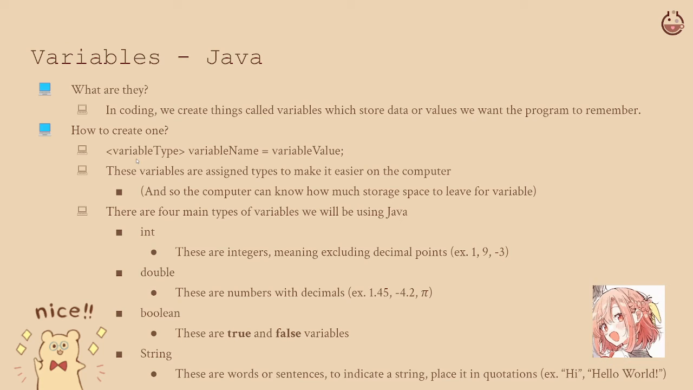Doubles are just numbers with decimal points, so it can be anything. Examples are 1.45, -4.2, or even pi. Those are all double variables. And next we have Boolean variables. Boolean variables are basically just true or false variables.